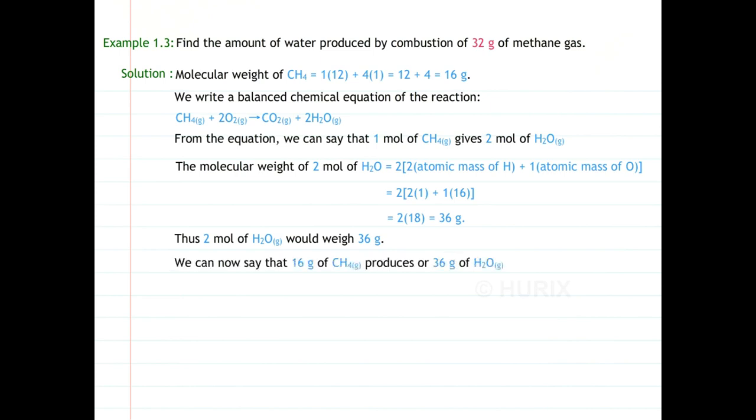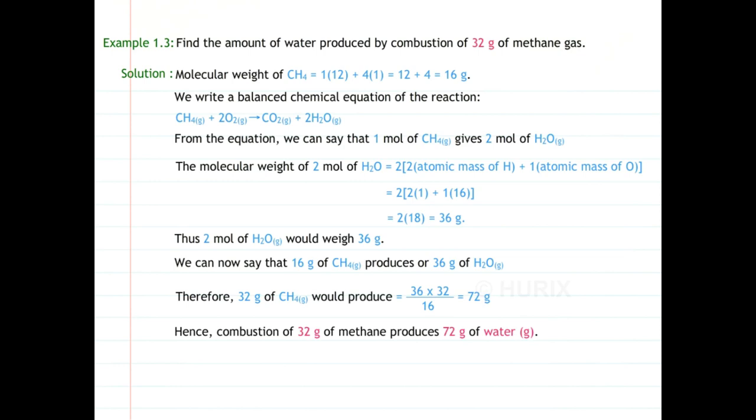We can now say that 16 grams of CH4 gas produces 36 grams of H2O gas. Therefore, 32 grams of CH4 gas would produce 36 into 32 by 16 equals 72 grams. Hence, combustion of 32 grams of methane produces 72 grams of water gas.